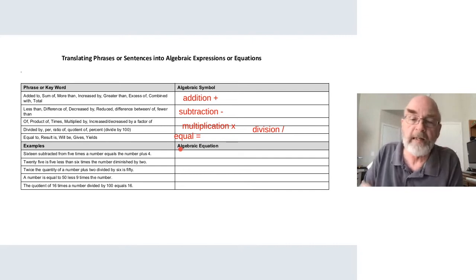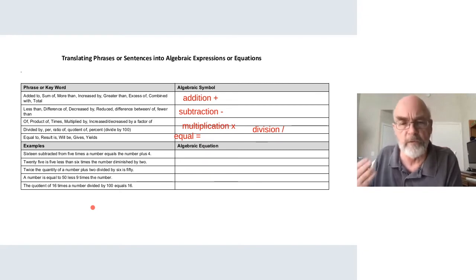Now, we're going to find a technique that's very important when we do this, and that's to identify the unknown. So, Oksana, what is the unknown, if we can express it in words, what is the unknown here? So we have 16 subtracted from 5 times a number. So the unknown is the number. The number is the unknown, right?